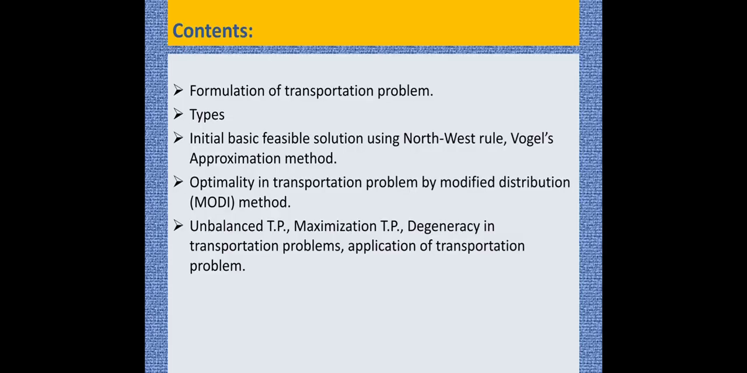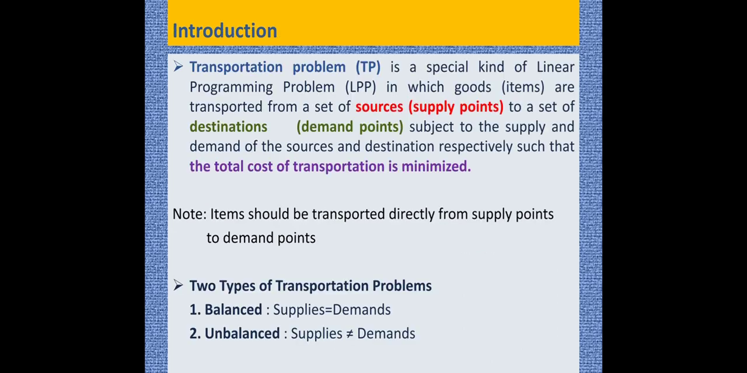The contents of this topic are formulation of transportation problem, types, initial basic feasible solution using northwest rule, Vogel's approximation method, optimality in transportation problem by modified distribution also called as MODI method, unbalanced transportation problem, maximization transportation problem, degeneracy in transportation problems, application of transportation problem. Now let us go to the introduction.